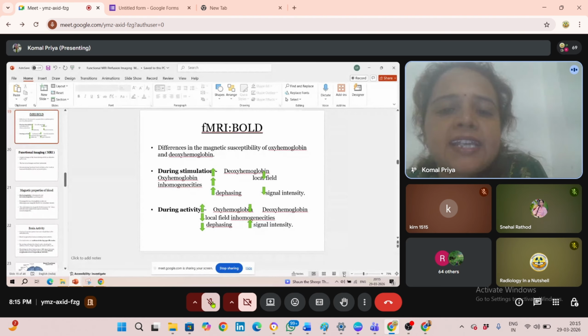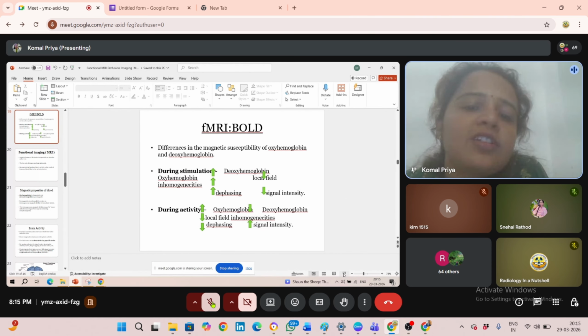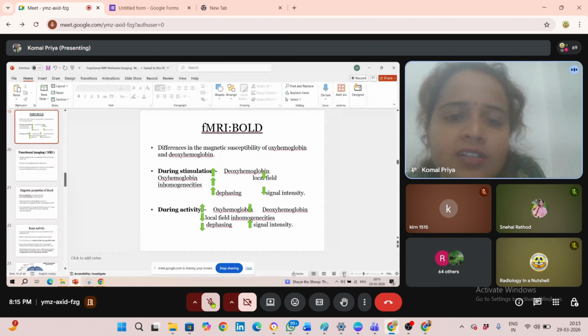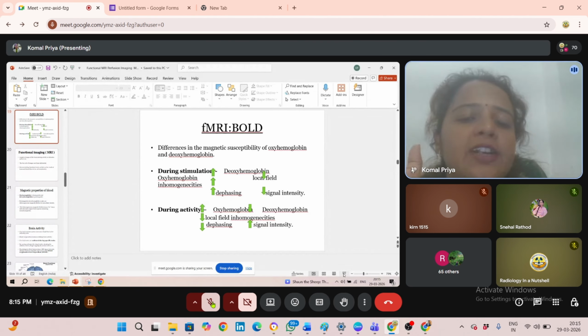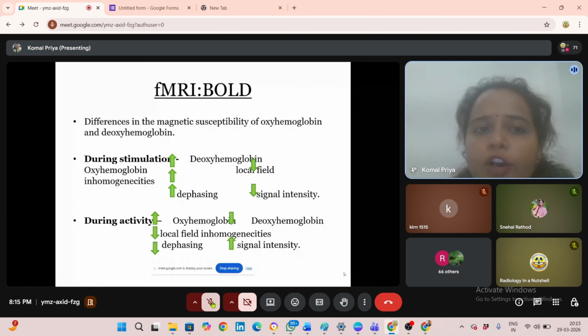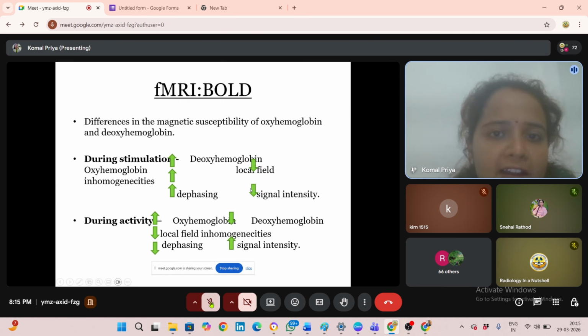So those things are demonstrated through your arrows. Also, you are seeing that during stimulation, deoxyhemoglobin increases, dephasing increases, and because of the inhomogeneous local field, signal intensity will decrease. And during activity, deoxyhemoglobin decreases, so local field inhomogeneity will decrease, dephasing will also decrease, and the signal intensity will improve. So this is what is happening in this graph.